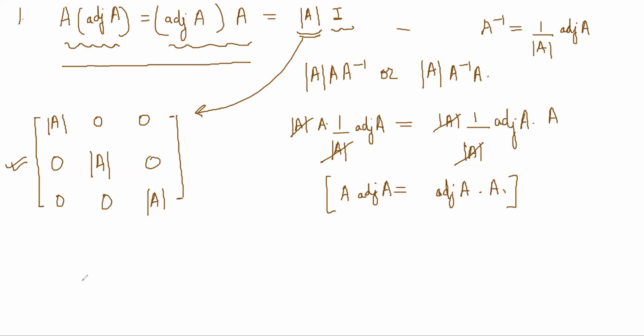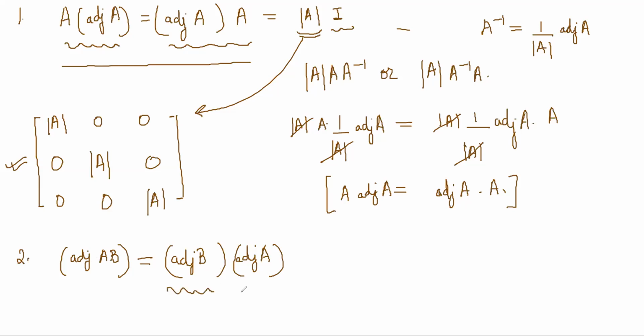Now the second property that we'll look at, which you can prove for yourself, is adjoint of AB is the same as adjoint of B into adjoint of A. First do the multiplication of AB and take the adjoint of that matrix, and it will be the same as adjoint of B into adjoint of A. Now, this looks similar to the formula AB transpose is equal to B transpose A transpose. Just like that, this is also true. When you do the transpose operation, the AB reverses itself. Similarly, when you do the adjoint operation also, the AB reverses itself.